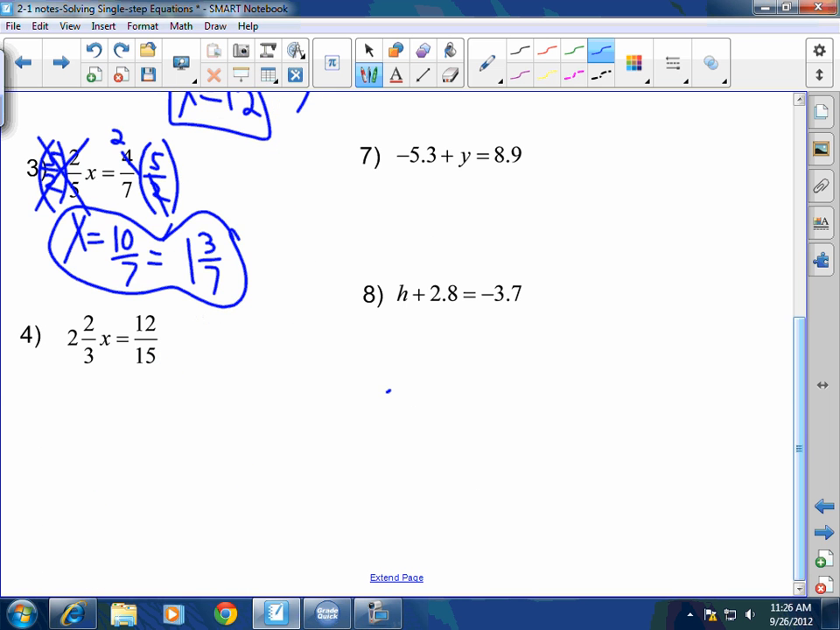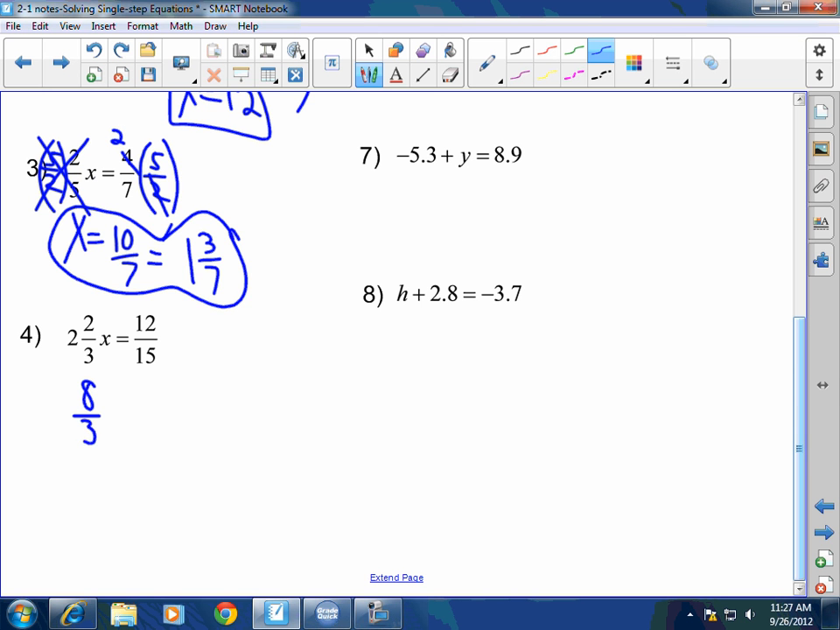Now, let's see. Let's separate the people who are really trying and those who still need to work a little harder. What is the relation between the 2 and 2/3 and the x? Okay, how do we cancel multiplication? Division. But wait a second. Can I have a reciprocal to this? No. What do I have to do first? Yes, thank you. When you have a mixed number being multiplied to a variable and you're solving for that variable, you cannot divide by the mixed number. You must convert it into an improper fraction first.